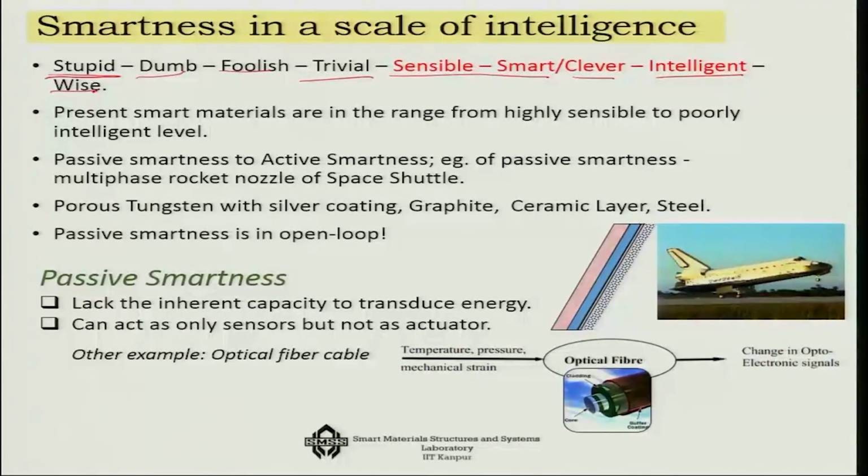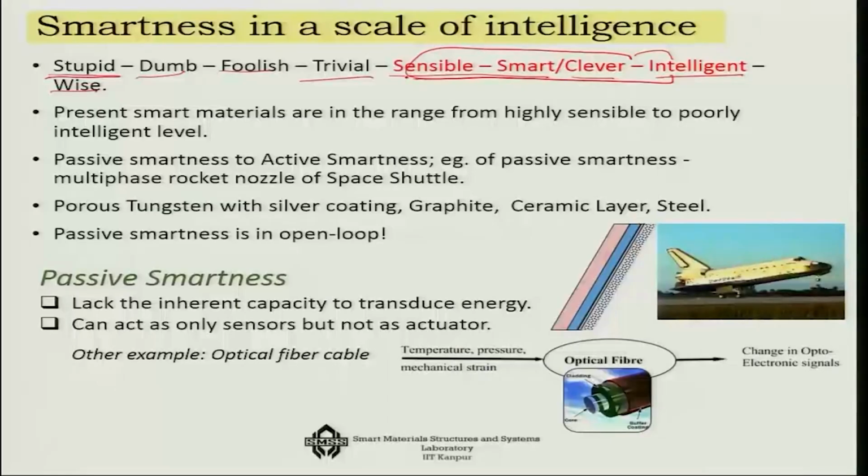Now, currently we are somewhere in the domain of highly sensible, till smart, clever, or maybe just reaching the poorly intelligent level. That means still we are not able to replace a living system completely by an artificial system. That is still something like a science fiction for us, but we can go very close to that with today's advanced materials. Now, there are actually 2 types of smartness.